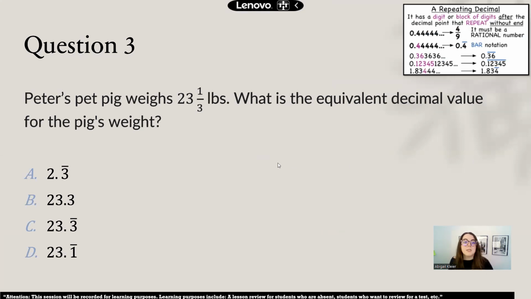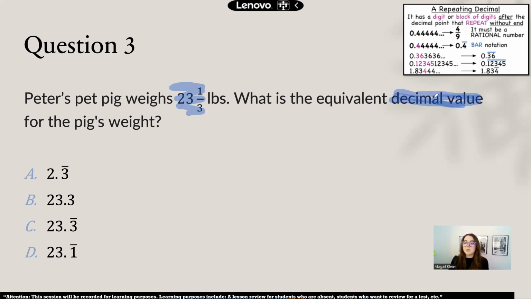All right, this question is about Peter, and you can see that we have a little bit of a word problem here. And we have a mixed number. So Peter's pet pig weighs 23 1/3 pounds. What is the equivalent decimal value for the pig's weight? So we have 23 1/3 is the number that we are looking at here. And so we need to convert this to decimal form. It says, what's the equivalent decimal value for the pig's weight?